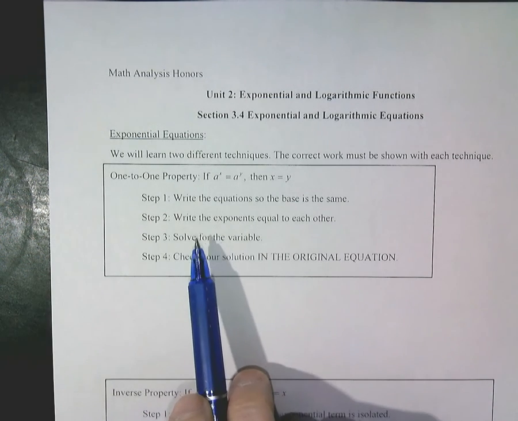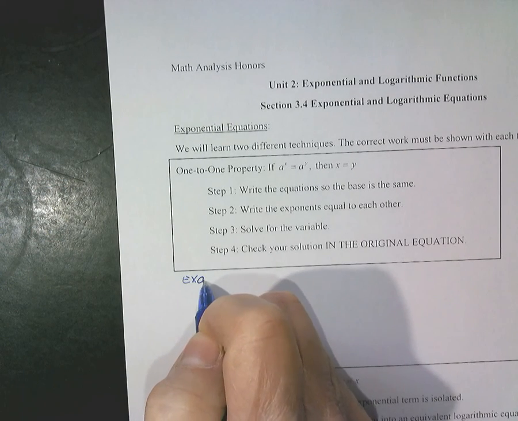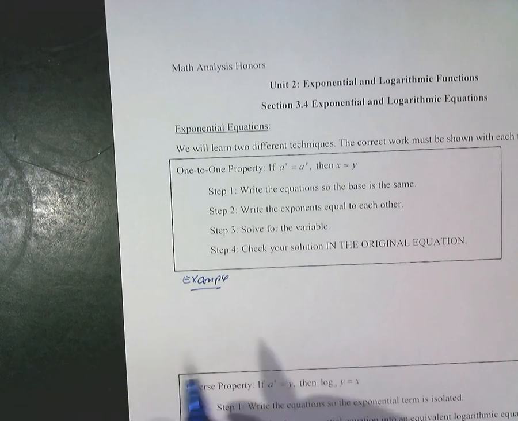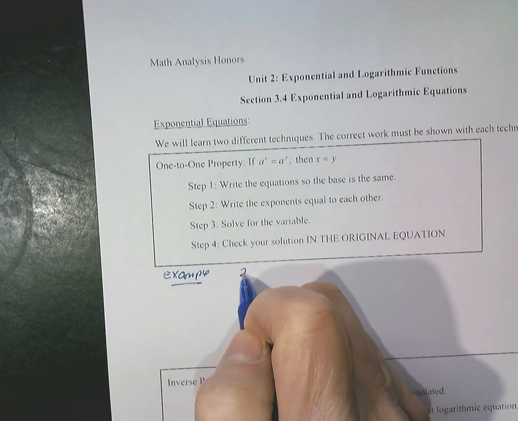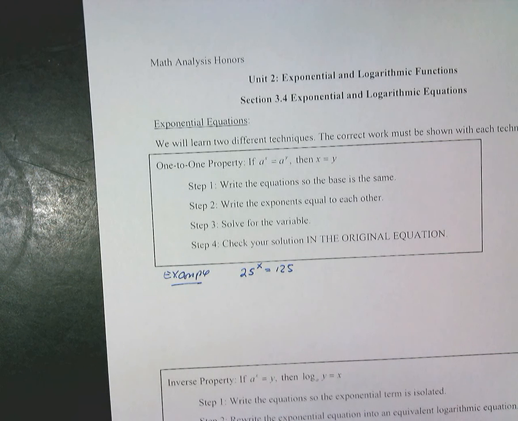So there's a specific order that I want you to follow in this. So my first example, I have 25 to the x power equals 125. So you can see the bases are not the same. One is 25 and another one is 125. But that's the wonderful thing about mathematics, we can manipulate this. You have to know your numbers. You have to have a good number sense to really do well at this section.